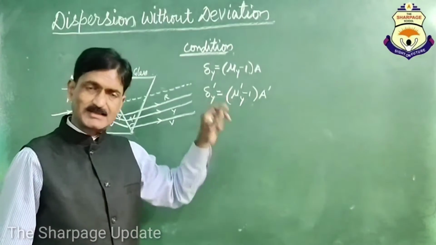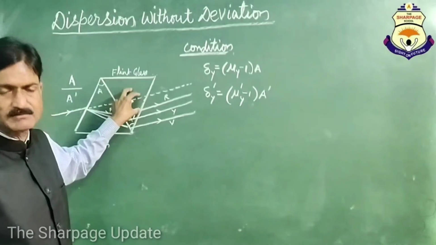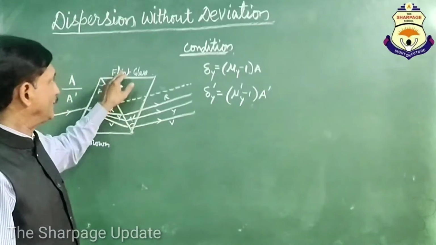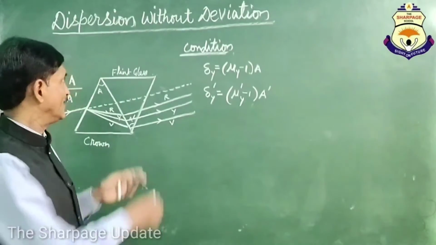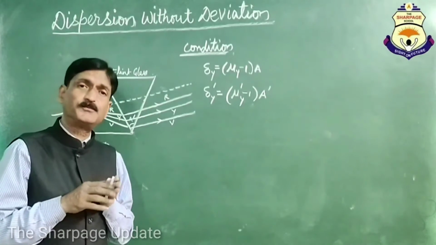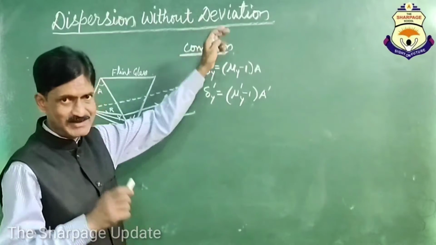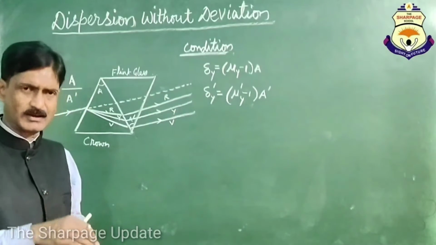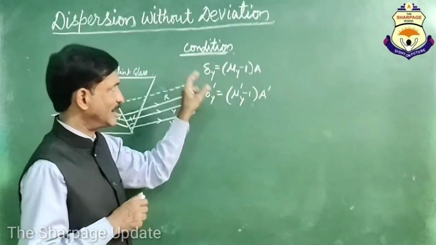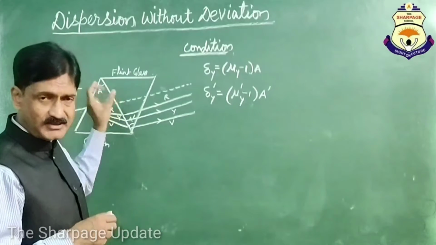Mu y dash is the refractive index for the yellow color of the material of the second prism, and A dash is the angle of prism of the flint glass prism. Now, as we can see here, the net deviation is 0. As the name suggests, dispersion without deviation means the process in which dispersion occurs, but there will be no deviation. So the net deviation will be 0 by the combination of these two prisms.